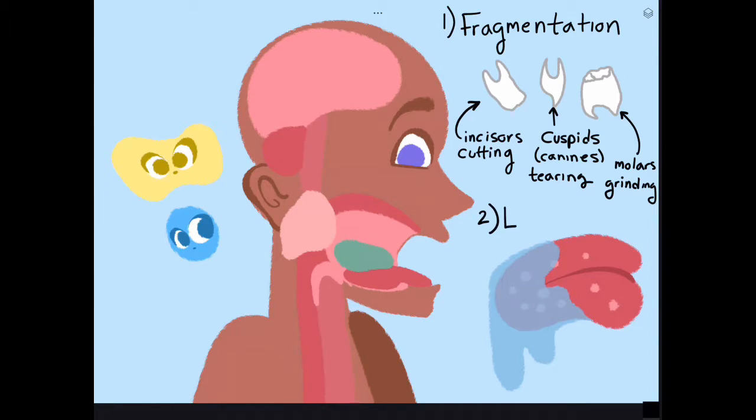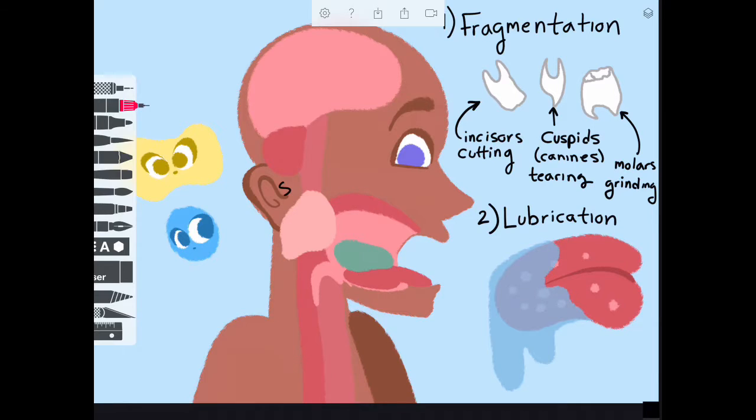Now, the next type of digestion is lubrication. If you've ever tried to swallow like some dry cinnamon or some dry crackers, you know this is really important. We don't want to damage our esophagus, so we want to make our food into the most easily swallowable form possible. And that's going to happen because of saliva.